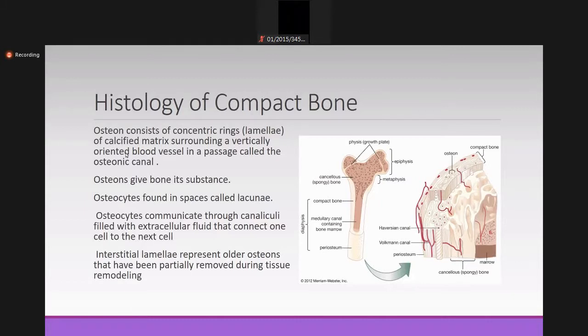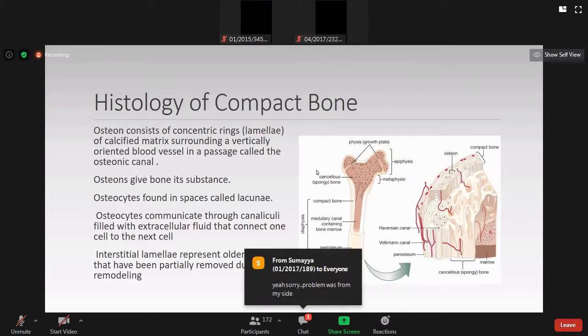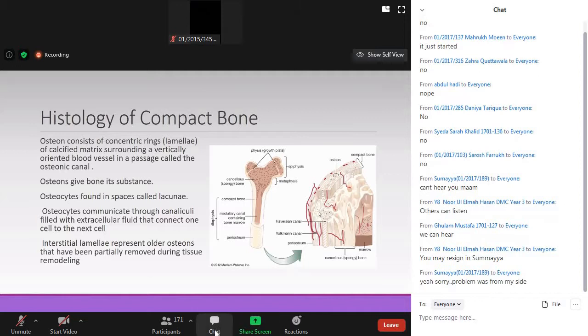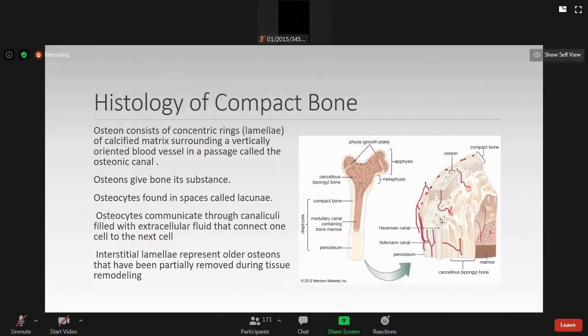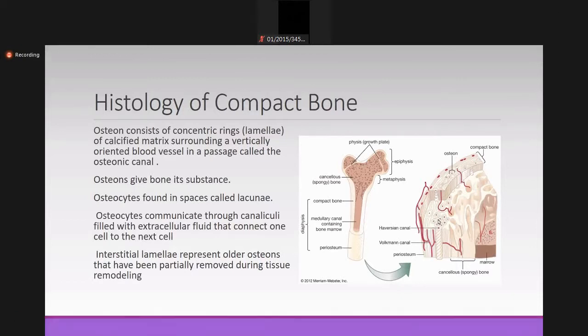Now coming back to the osteon, it consists of the concentric rings or the lamella of the calcified matrix surrounding a vertically oriented blood vessel. The osteon is built around the blood vessel where you have the Haversian canal or the osteonic canal. The osteons give bone its structure. The osteocytes, now again, we'll move back to the previous diagram where each of these concentric rings has a number of osteocytes arranged concentrically, and the osteocytes communicate through the canaliculi, which are filled with the extracellular fluid that connects one cell to the next cell.